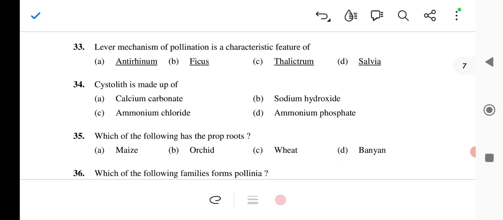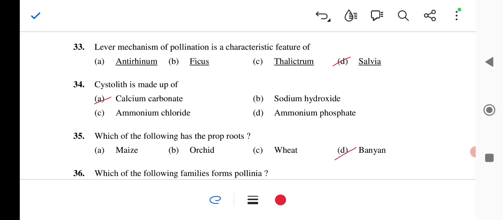Next is lever mechanism of pollination is found in salvia. Next is cystolith is made up of calcium carbonate. Next is which of the following has prop roots? What is your answer? It is banyan.